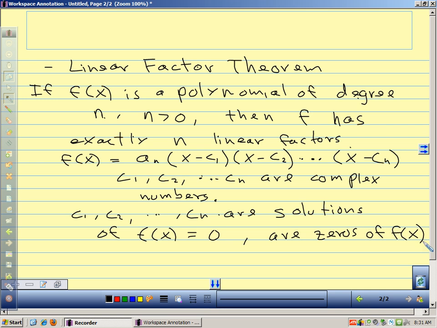So the next couple of things that we're going to do are additional ways to help us find zeros. Any questions before we move on? All right, so we know these factors exist. We know these solutions exist. So we want to be able to find them.